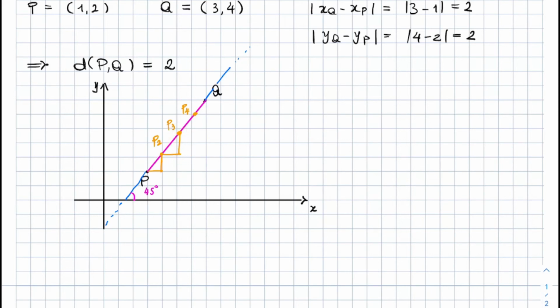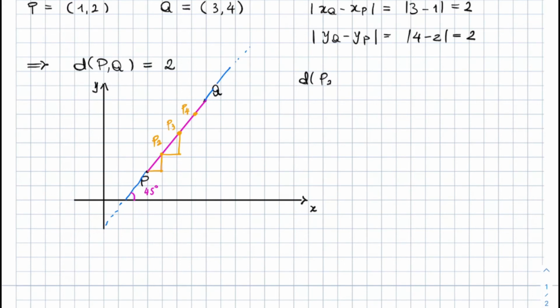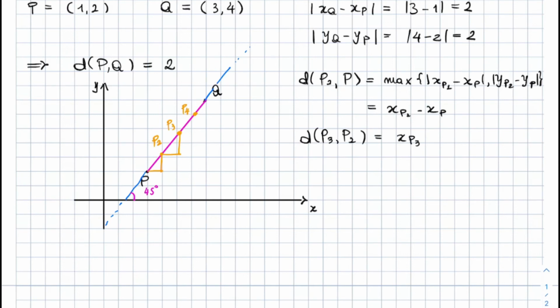have the same length. This means that the distance between P2 and P, which is defined as the maximum of the absolute value of xP2 minus xP and yP2 minus yP, is equal to any of these two numbers, because these two numbers are equal, and is exactly xP2 minus xP, because the x-coordinate of P2 is bigger than the x-coordinate of P. And this will also be the case if you compute the distance between P3 and P2, for exactly the same reason. This will be xP3 minus xP2.